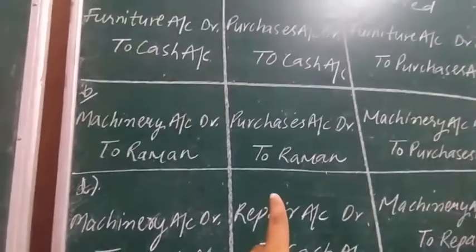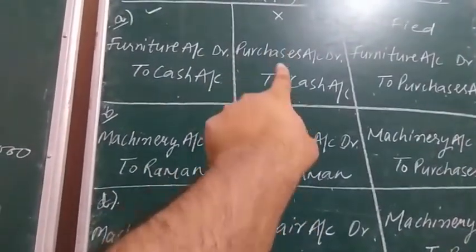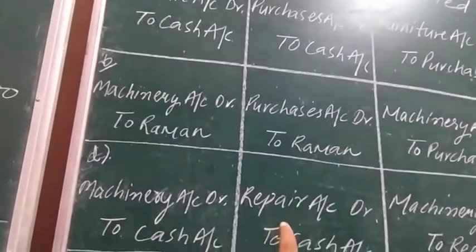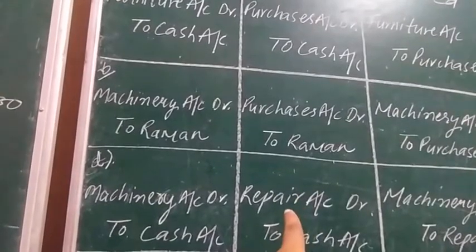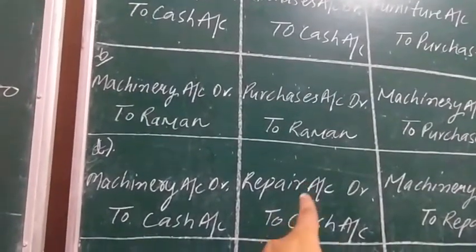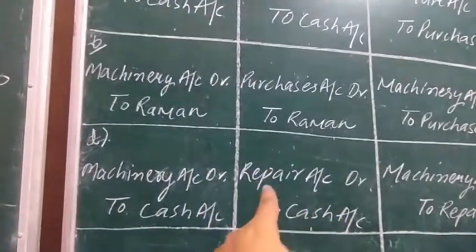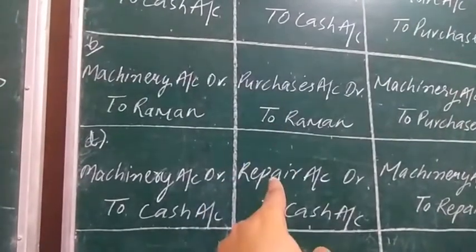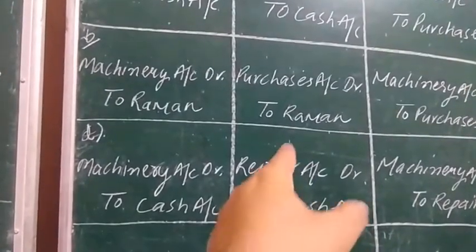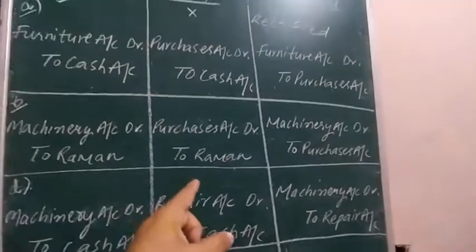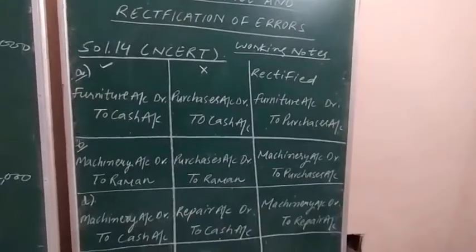But what did the accountant do? See, the cross mark is here in this column, means this is the column of wrong entries. He debited repair account, which is wrong. Instead of debiting repair account, what was to be debited? Machinery account. So we need to nil the effect of repair account here. In order to nil the effect of repair account, we need to change the side of repair. And hence the rectified journal entry will be machinery account debit to repair account. This is the rectified journal entry.